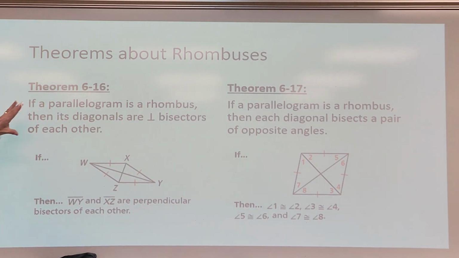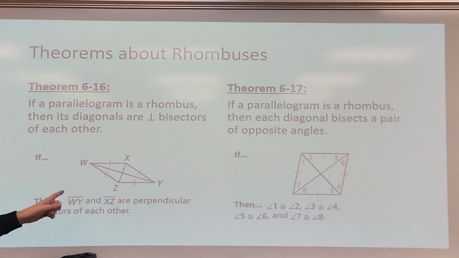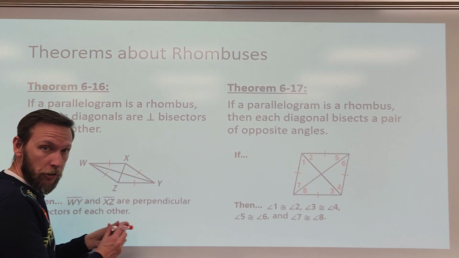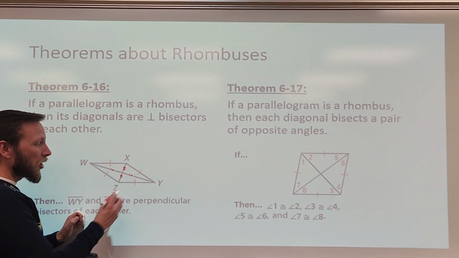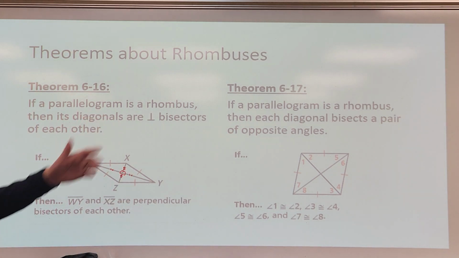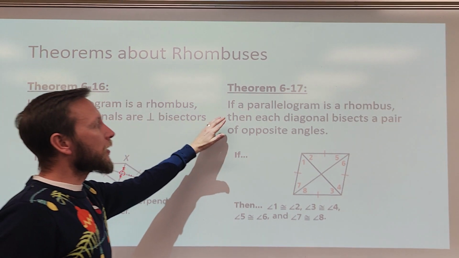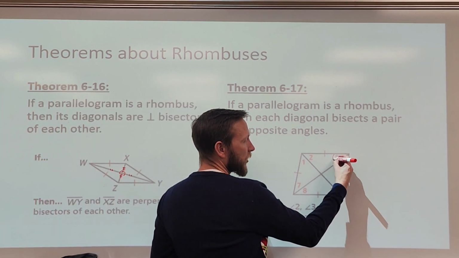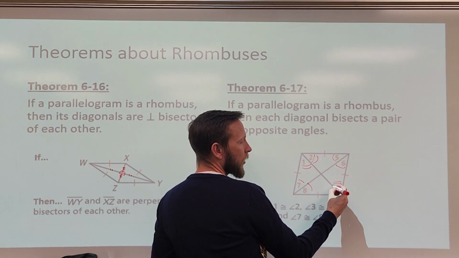So theorem 6.16: if a parallelogram is a rhombus, so if you've got a rhombus, then the diagonals are perpendicular bisectors of each other. That means that they not only cut each other in half, like is true of all parallelograms, but they are also making right angles with each other. If a parallelogram is a rhombus, so again, given a rhombus, then the diagonal bisects the opposite angles, which means that these are congruent and those are congruent.